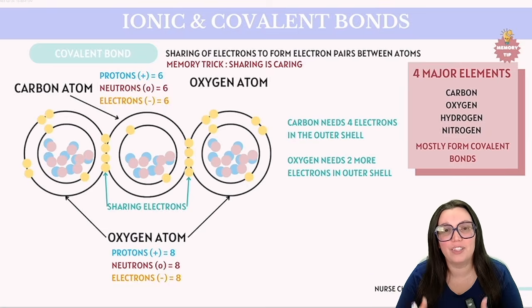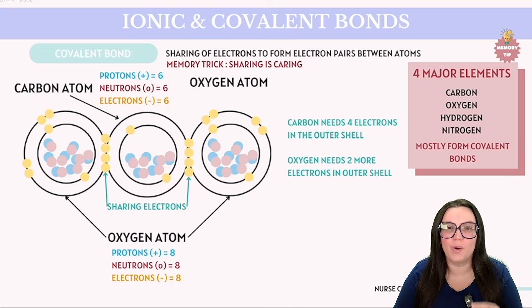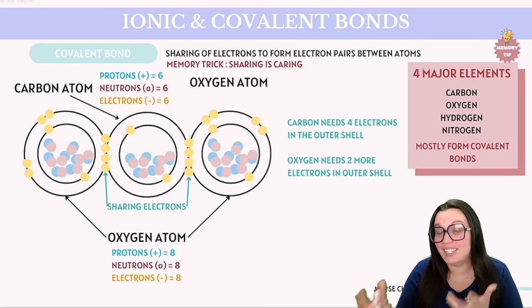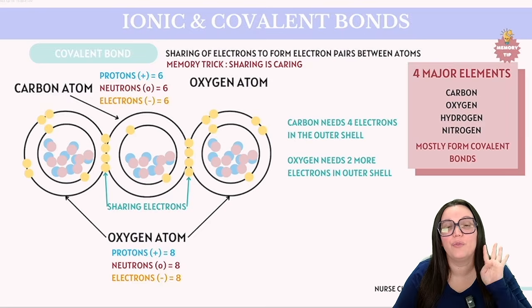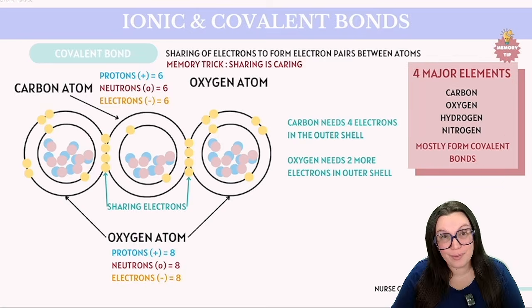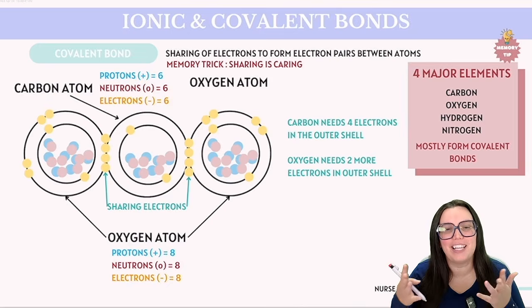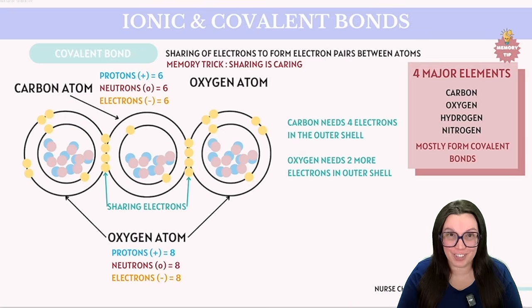So covalent bonds are chemical bonds where two atoms share one or more pairs of electrons within their outer shells. This type of bonding is typical among four major elements found within our body. We have carbon, oxygen, hydrogen, and nitrogen, as they tend to form covalent bonds by sharing electrons. So for example, like we shared before, two hydrogen atoms can form a bond by sharing a pair of electrons.